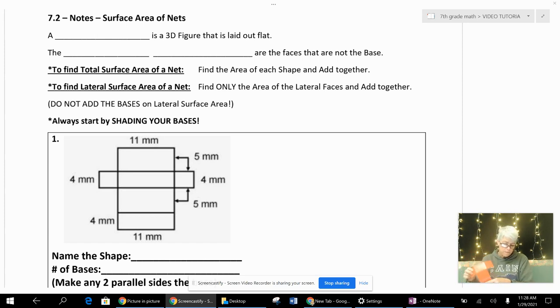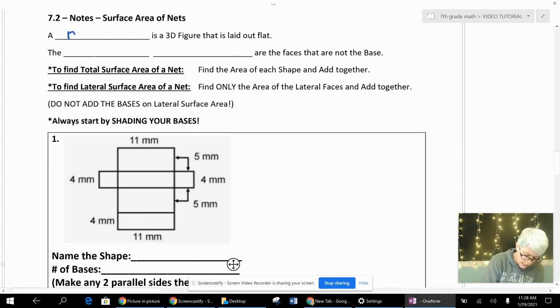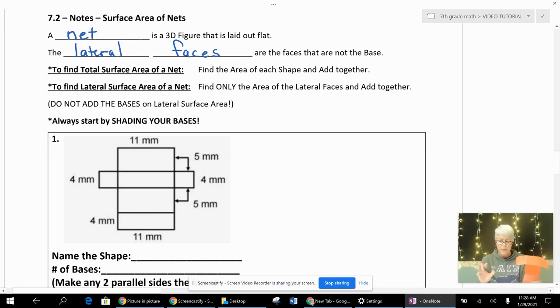So right here, we're looking at your notes, we're going to fill in the first part. It says a net is a 3D figure that is laid out flat. The lateral faces, and this is where I feel like these words lateral and then the bases kind of throw you guys off, but the lateral faces are the faces that are not bases.